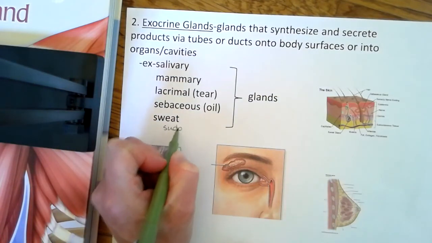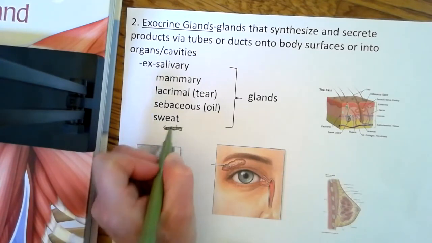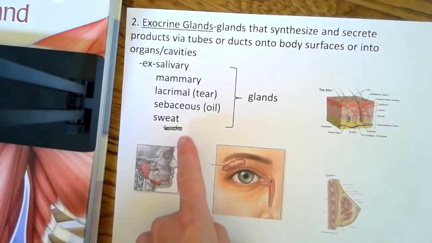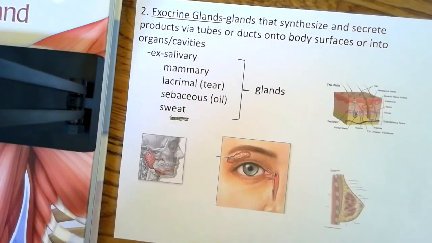We'll see that in the next section. I'm not going to worry about spelling it right now, just for time. But sweat glands are sudoriferous glands, and your oil glands are your sebaceous glands. Both of those are going to be associated with your skin. Again, these are going to secrete substances into a tube or a duct or onto the body surface.